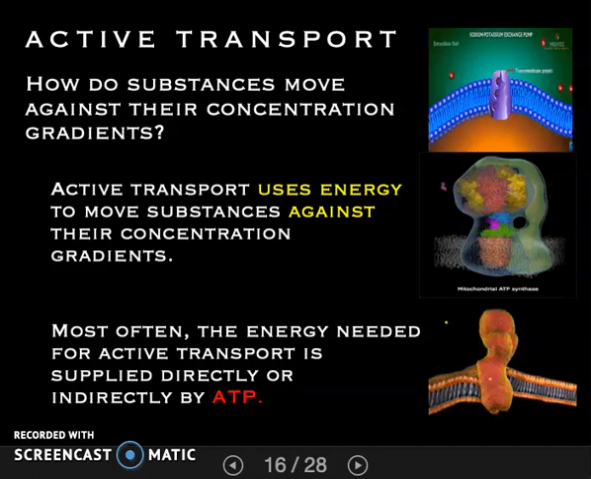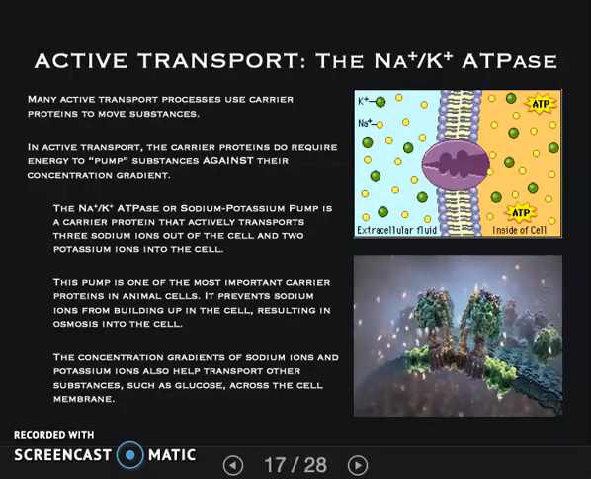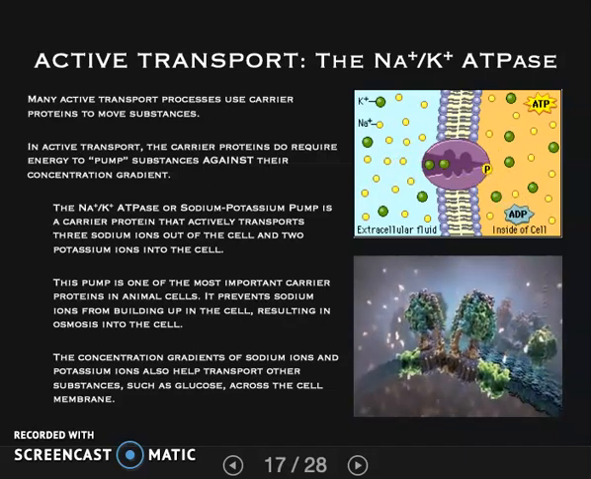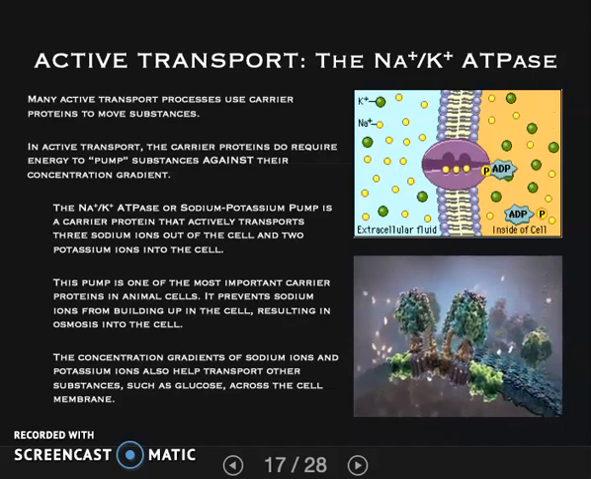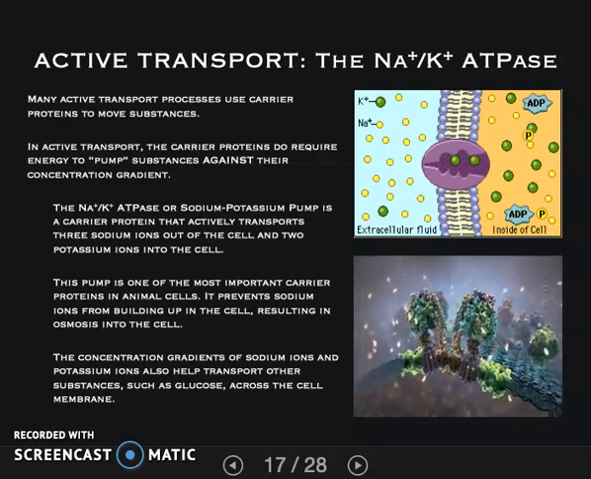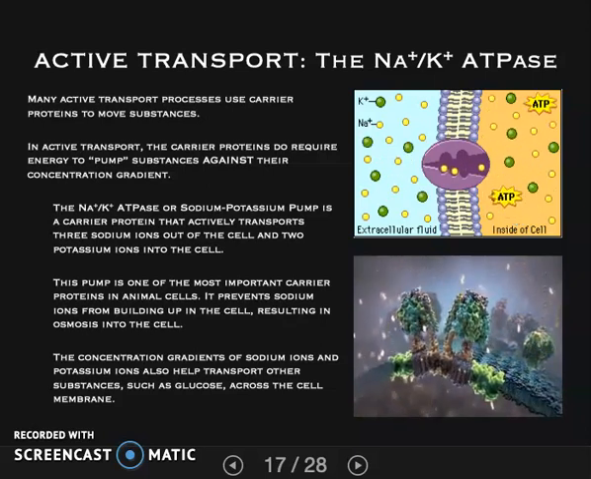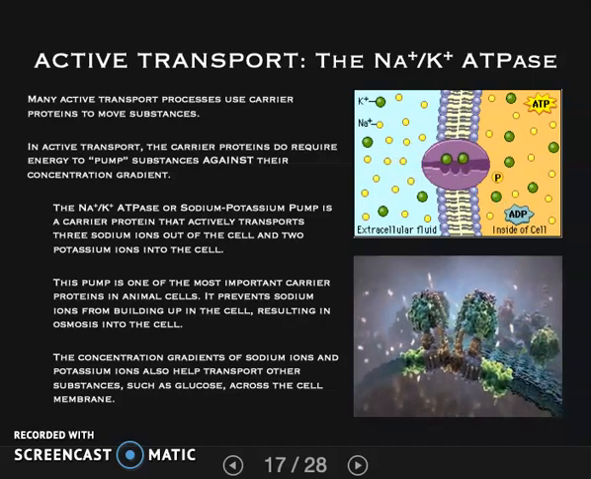Okay, so we have a couple animations here. They're showing the movement of materials against the gradient, sort of. But listen, when you think about active transport, you probably are going to think about the sodium-potassium pump, also known as the NAK ATPase. It's an ATPase, which means it's an enzyme that breaks down ATP. And when it breaks down ATP into ADP, it moves sodium and potassium. It does it in a weird way. It throws 3 sodiums outside of the cell and it imports 2 potassiums.